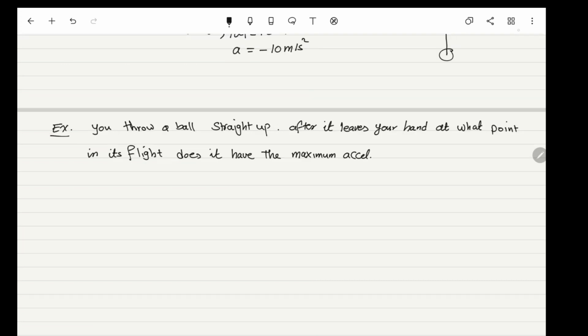Now let's have this tricky example. You throw a ball straight up. After it leaves your hand, at what point in its flight does the ball have the maximum acceleration? As we mentioned before, acceleration in free-falling objects is constant, so it's not changing whatsoever. a equal to g, which is equal to minus 10 meters per second square.